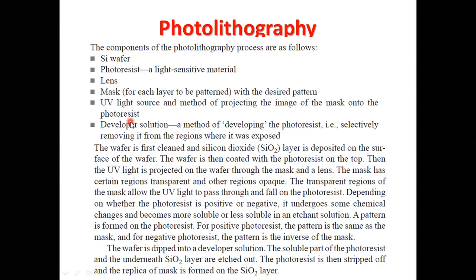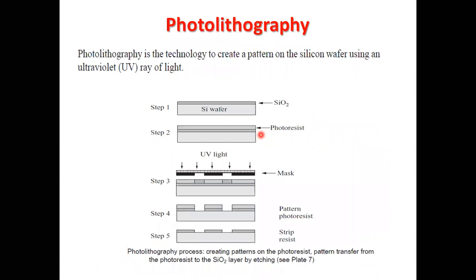onto the photoresist. Next one is the developer solution. This developer solution is nothing but a method of developing the photoresist, that is selectively removing it from the regions where it was exposed. Okay, you can again see the diagram. These are the 5 steps. Now these 5 steps will be explained one by one.